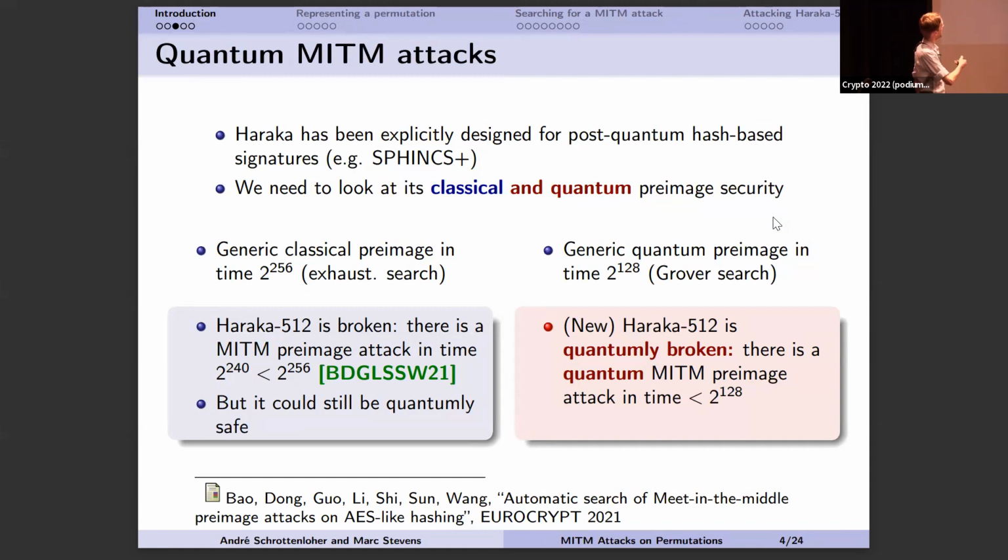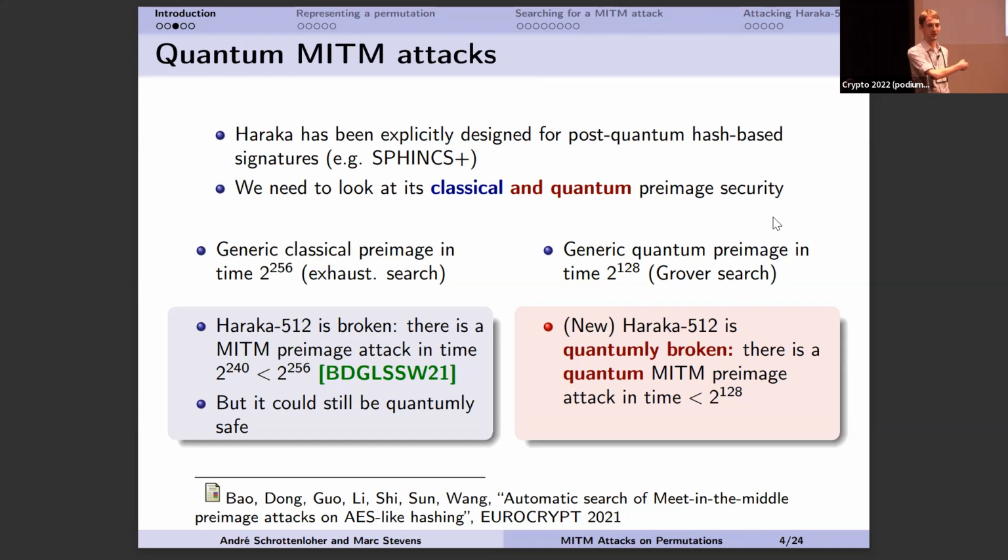The classical generic preimage attack on Haraka-512 would be in time 2^256, because you can search exhaustively. And we already know since Eurocrypt 21, from a paper by Bao et al., that there is an attack finding a preimage using a meet-in-the-middle attack in less than that. But you could still argue that it could be safe against a quantum adversary, because having a preimage attack in time 2^240, does that mean I have a quantum preimage attack better than the generic one?